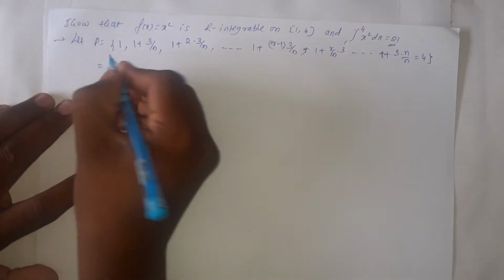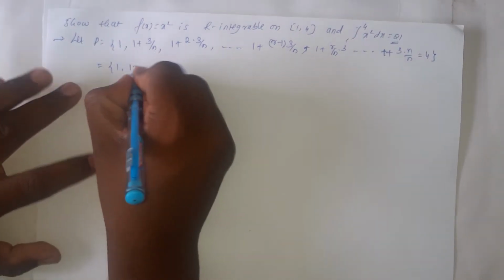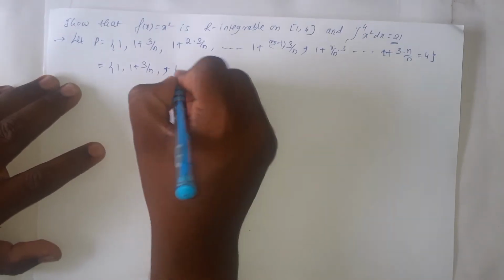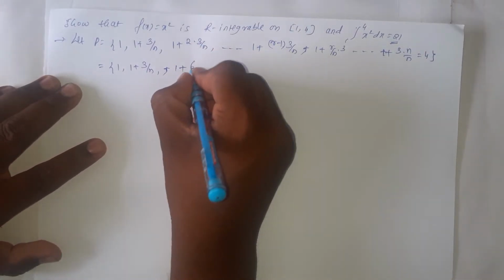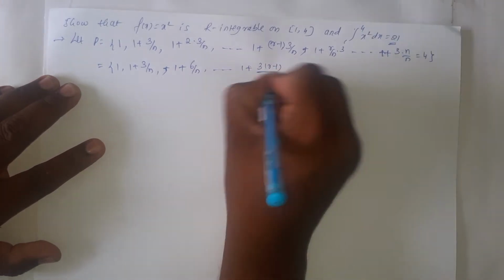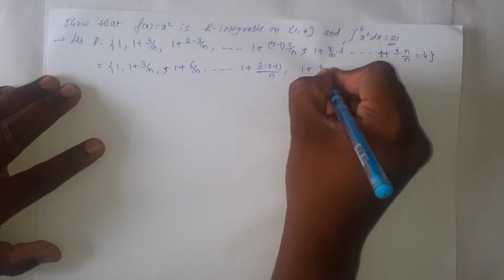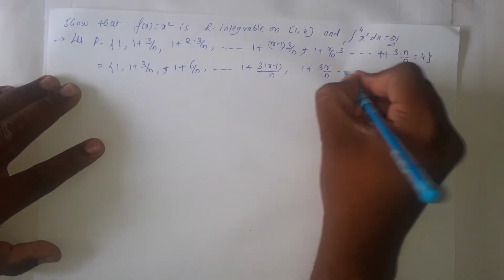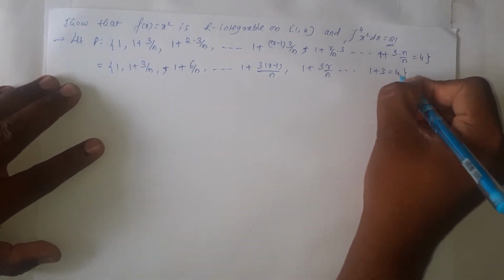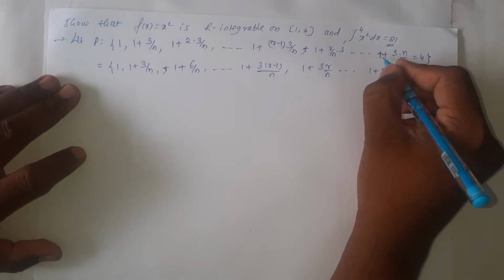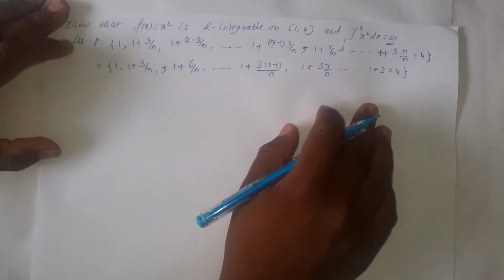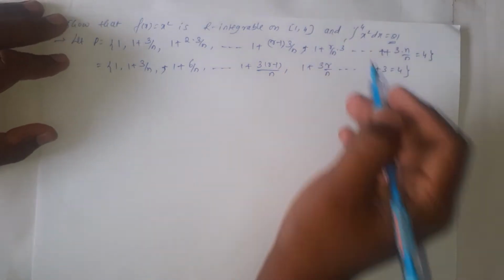So here this one is 1, then 1 plus 3 by n as it is. The third point becomes 1 plus 2 into 3, that is 6 by n, and so on, 1 plus 3 times (r minus 1) by n and 1 plus 3 times r by n, and so on, that is equal to 1 plus 3, which is equal to 4, because n and n will get cancelled, remaining 1 plus 3. So this is the partition for the closed interval 1 to 4.